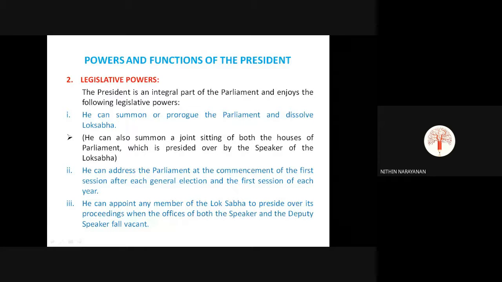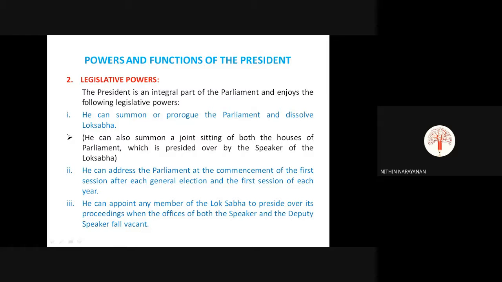So that we all know that after each general election, for the first meeting the president will be addressing the parliament, and also for the first session of each year he will be addressing the parliament. He can appoint any member. In the case of state legislative assemblies, it will be the governor. The governor will be doing a similar job as the president in the case of states.